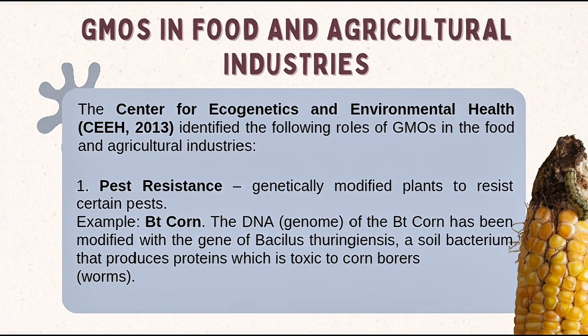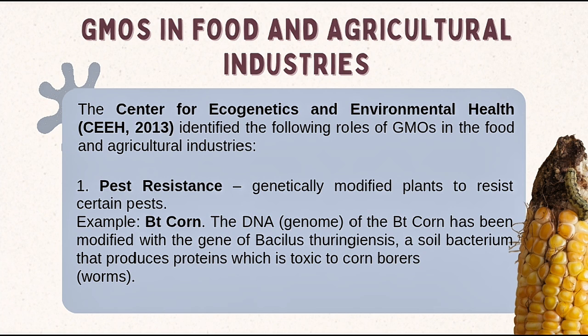Now we're going to tackle GMOs in food and agricultural industries. Now that you already know what GMOs are, let's move on to how they are used in the food and agricultural industries. According to the Center for Ecogenetics and Environmental Health 2013, GMOs serve many important roles that help improve farming, crop production, and even the quality of food we eat. So here are the roles of GMOs in the food and agricultural industries.